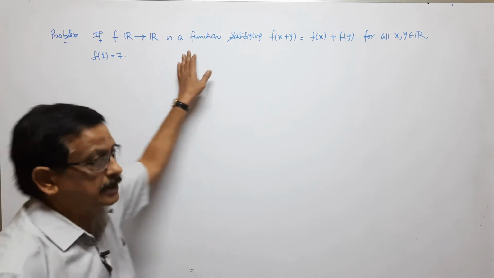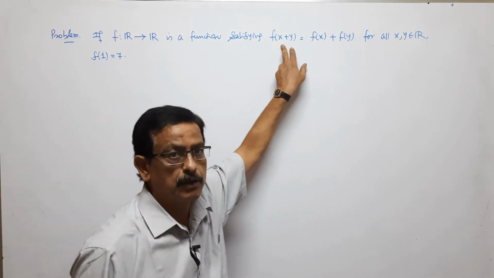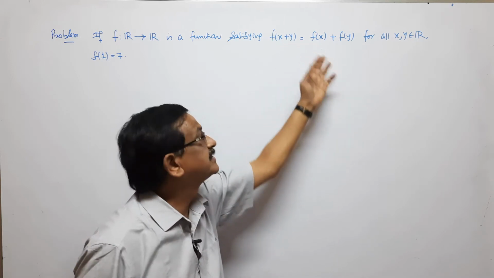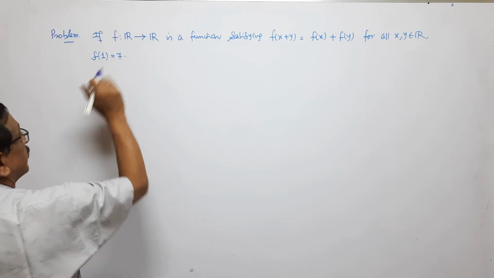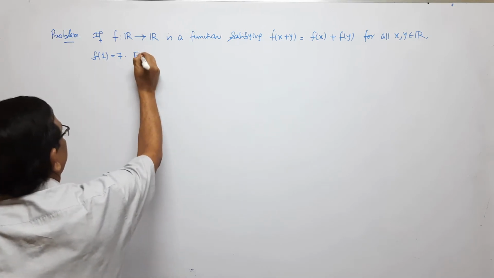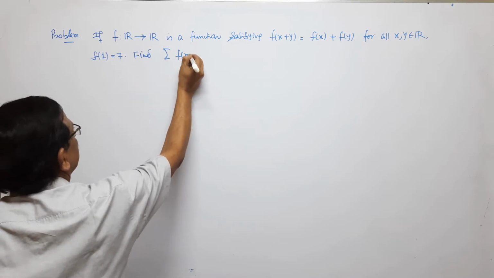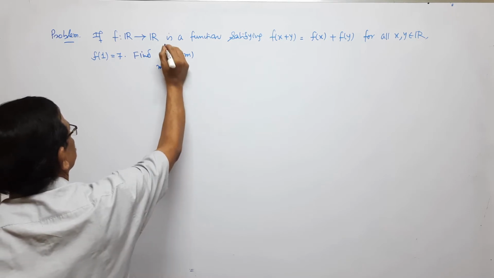We have a function from real numbers to real numbers satisfying the rule f of x plus y equal to fx plus fy. This is a rule. And also the hypothesis is f1 equal to 7. Find summation of fm, m equal to 1 to k.